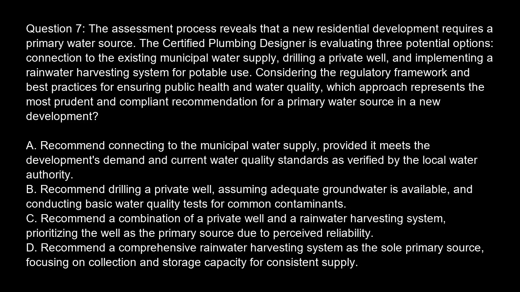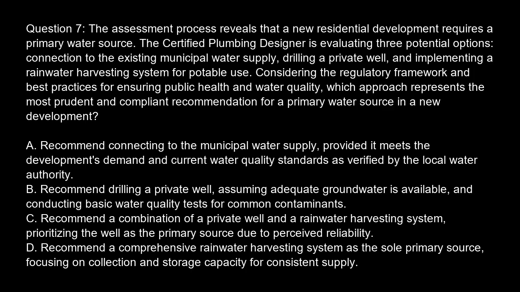Question 7. The assessment process reveals that a new residential development requires a primary water source. The certified plumbing designer is evaluating 3 potential options: connection to the existing municipal water supply, drilling a private well, and implementing a rainwater harvesting system for potable use. Considering the regulatory framework and best practices for ensuring public health and water quality, which approach represents the most prudent and compliant recommendation for a primary water source in a new development?